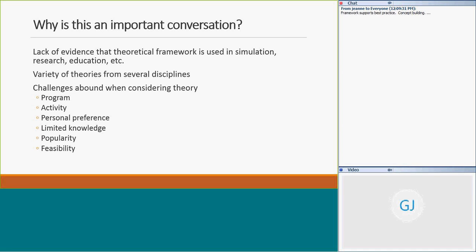One is sometimes people choose theory because they're familiar with it. They have a personal preference. It might be something that they've read about or that they've used in other activities, like deliberate practice or reflective practice that we'll talk about more shortly. And so because someone is familiar with that, that's the theory that they're always going to use, whether or not it's the most applicable for a circumstance or a setting. Likewise, sometimes people don't choose a theory because they have limited knowledge about it or about all of the different components and how that theoretical framework or the theory could be utilized.